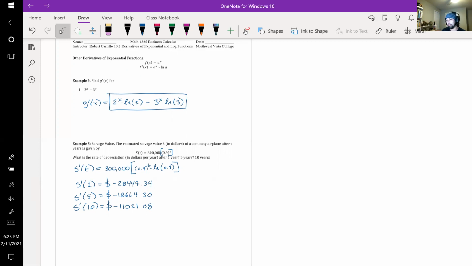I think what she's trying to understand is, like you said, the first year it loses 28,000, and then by 5 years it's going to lose 18,000 more on top of the 28, and on the 10 it's going to lose the 11,000 on top of those other two, right? Oh, okay. So just after every year, you are losing money on your airplane or your vehicle, constantly decreasing no matter what.